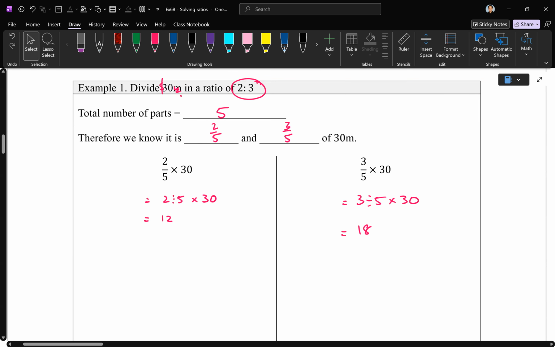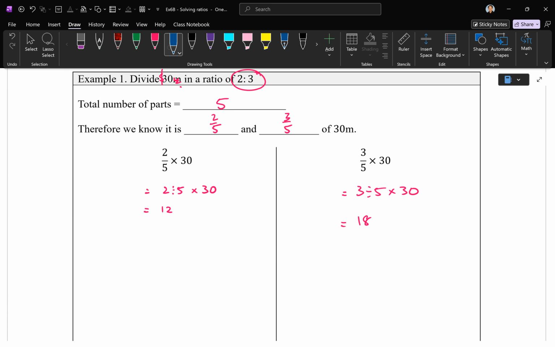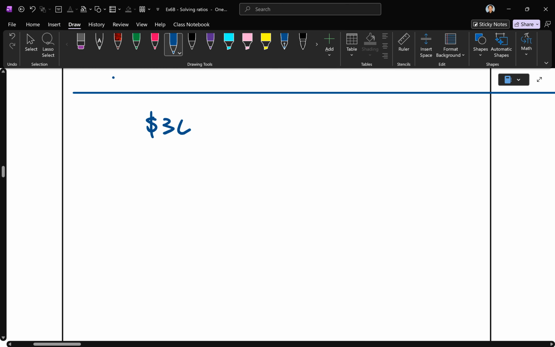All right, here we go. So, if you didn't understand what I just showed you here and fractions scare you, then here's another intuitive way to do it. I don't really like it, but it works. Here's the other way. Some of you might relate to this more. So, again, same idea. $30. 2 to 3 ratio, yeah? So draw it. Here we go.